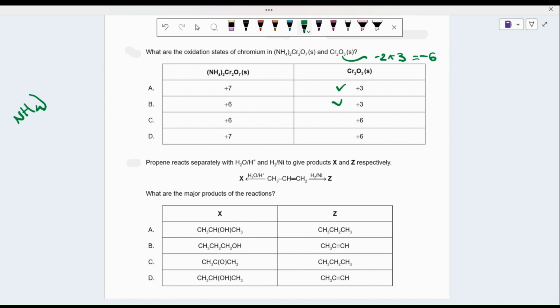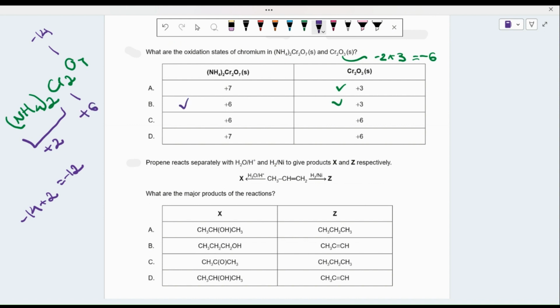(NH4)2 Cr2O7. Well, this will be plus 2 because the ammonium ion is plus 1. This will be minus 14. Minus 14 plus 2, minus 12. We want to get to 0 again. We've got 2 chromiums, so that'll be plus 6. So that is B.